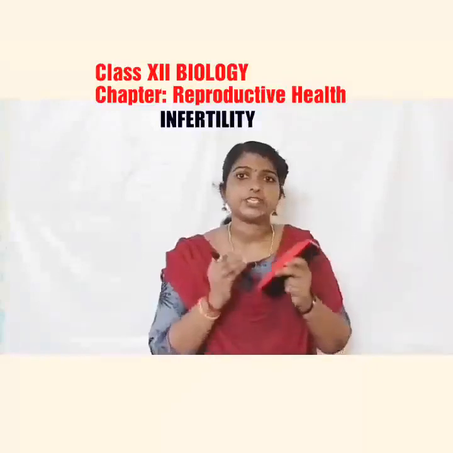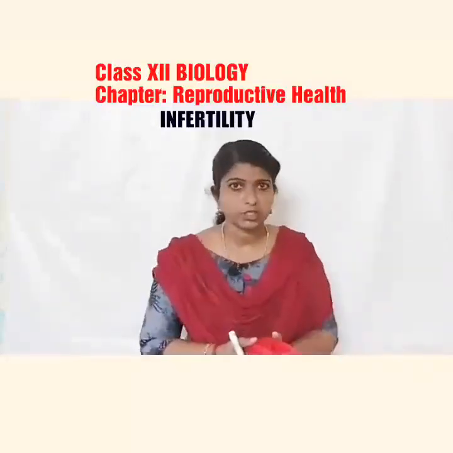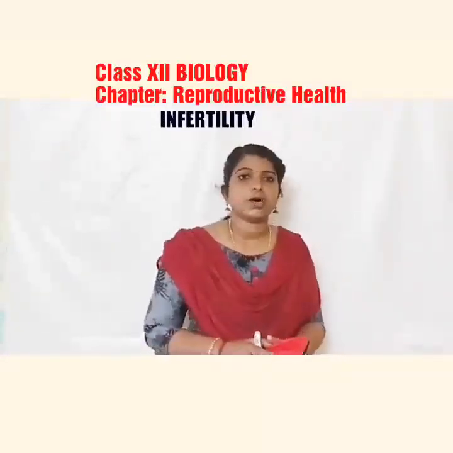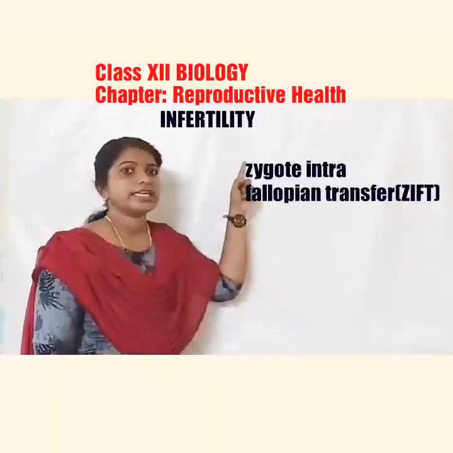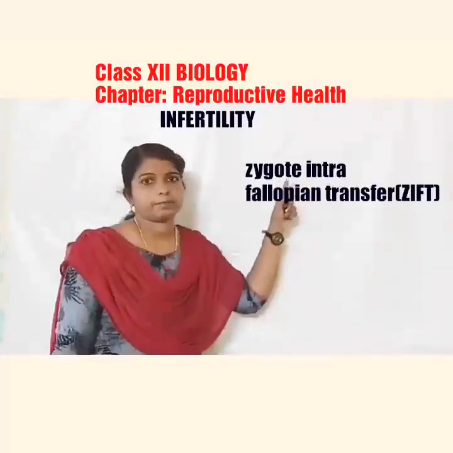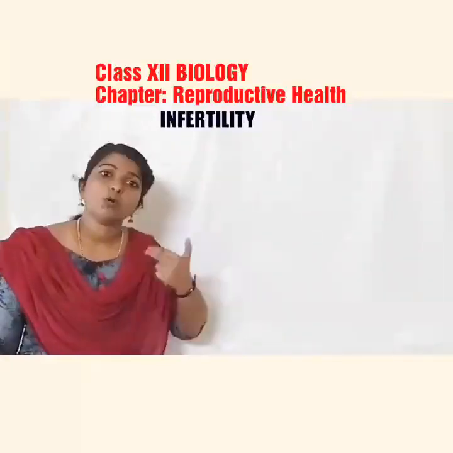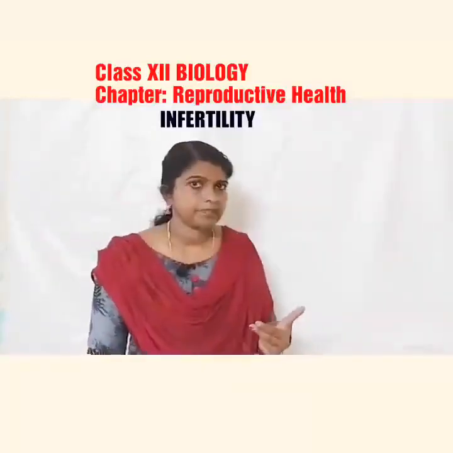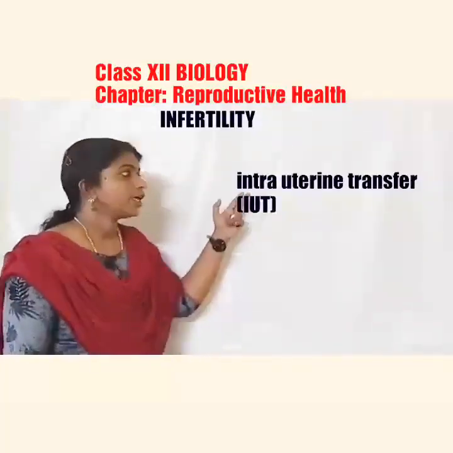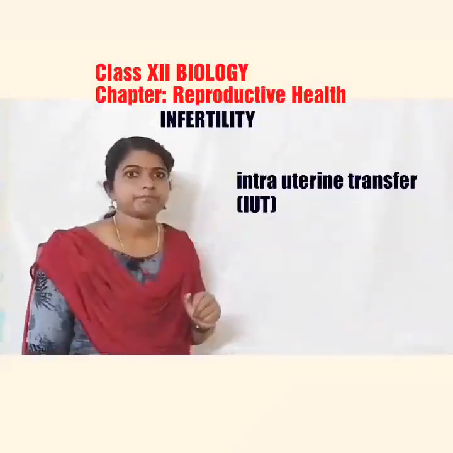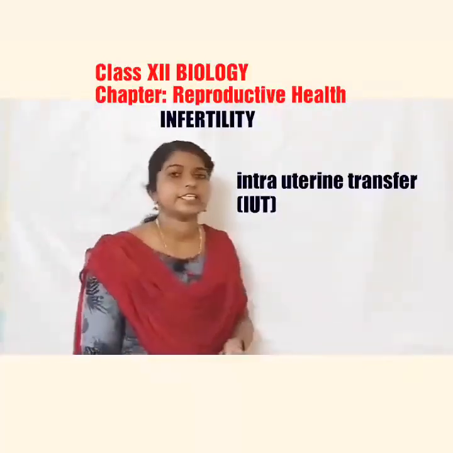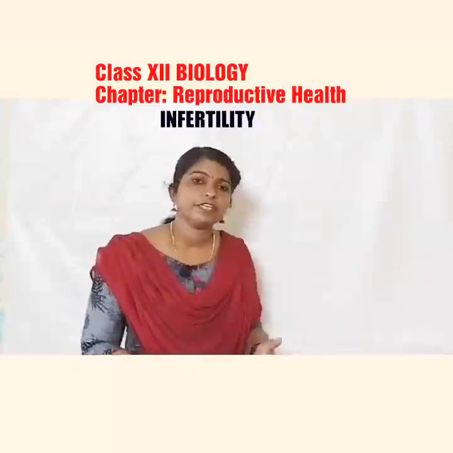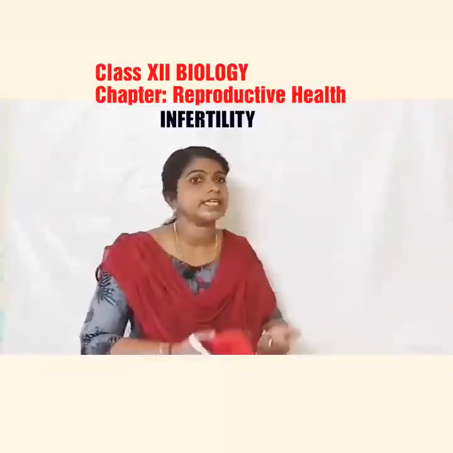If it is of 8-celled or 8-blastomeric stage, it can be transferred to the fallopian tube. Then it is known as zygote intrafallopian transfer. And if it is more than 8 blastomeres, it can be transferred to the uterus. Then it is known as intrauterine transfer. In vivo fertilization is also done here for assisting them. In in vivo fertilization, the gamete fusion takes place inside the body.